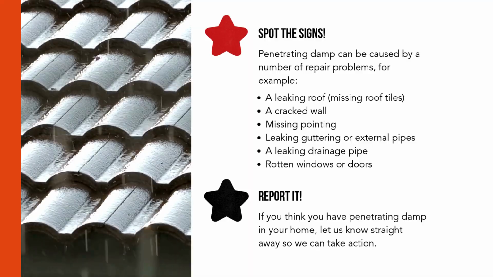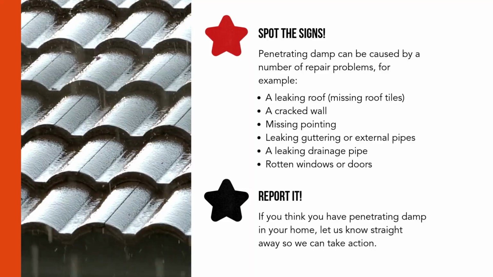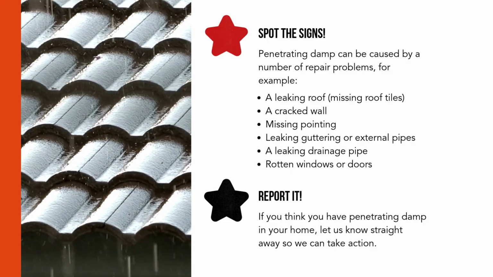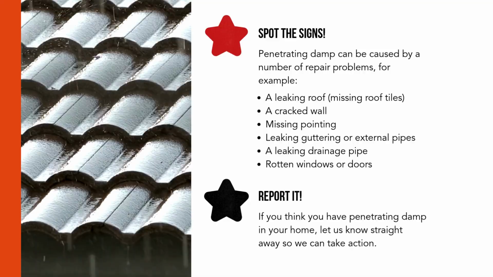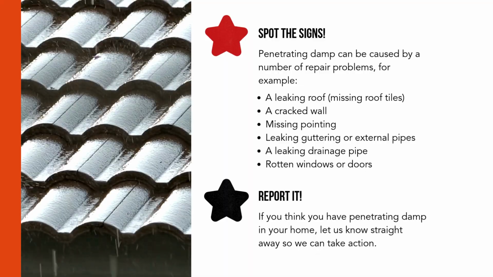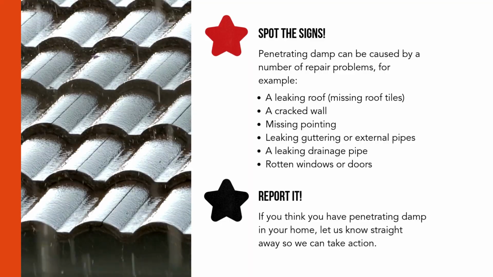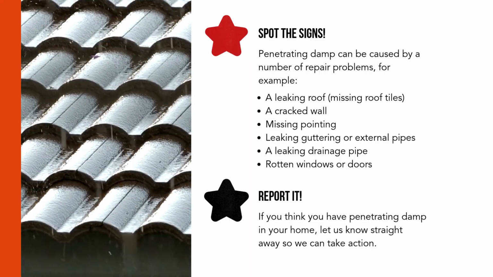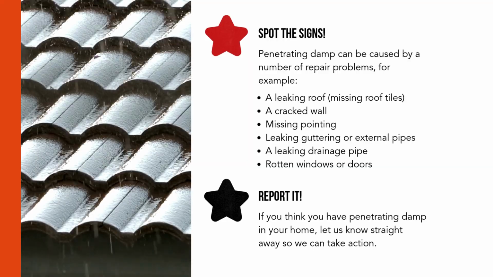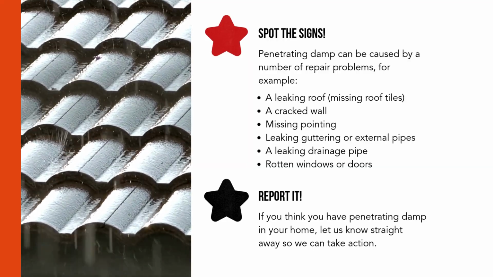Spot the signs. Penetrating damp can be caused by a number of repair problems. For example, a leaking roof, a cracked wall, missing pointing, leaking gutterings or external pipes, a leaking drainage pipe, or rotten windows or doors. If you think you have penetrating damp in your home, let us know straight away so we can take action.